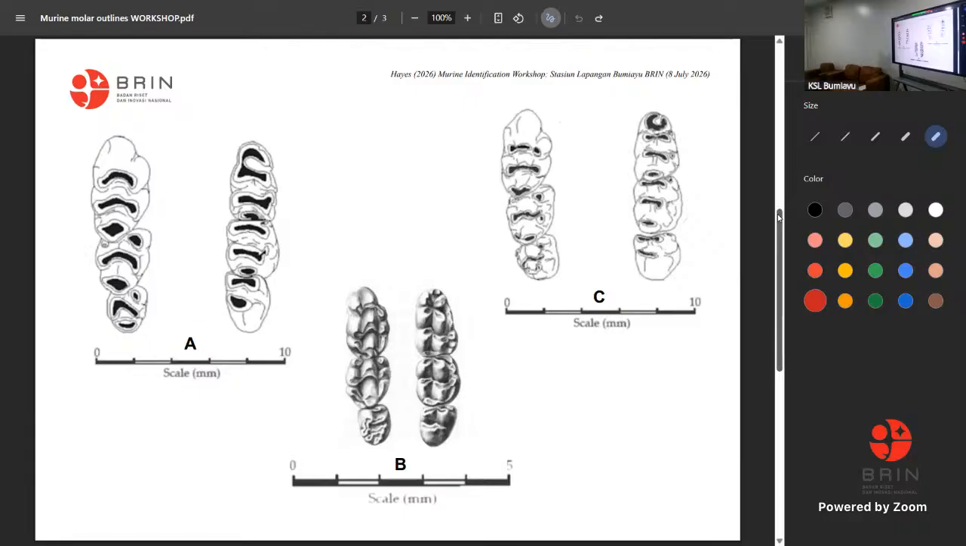As I said, I wasn't sure if this workshop was going to be really easy. I think it's really complicated. But you are practicing.